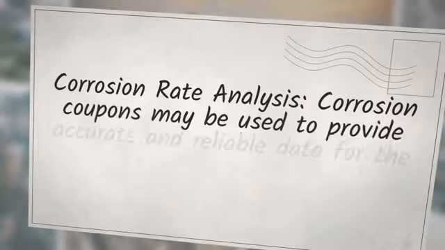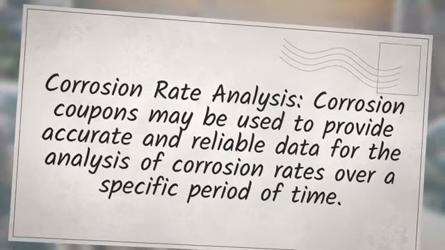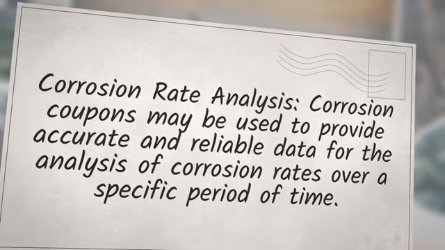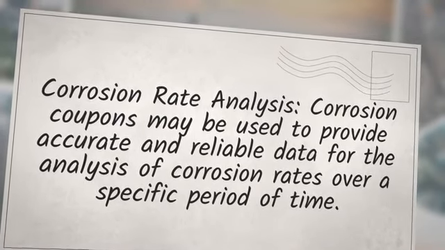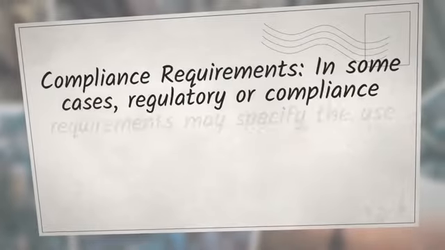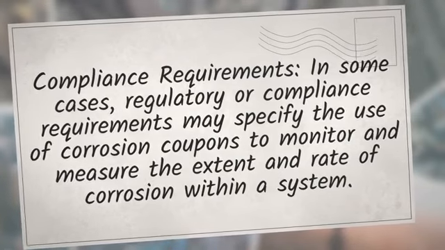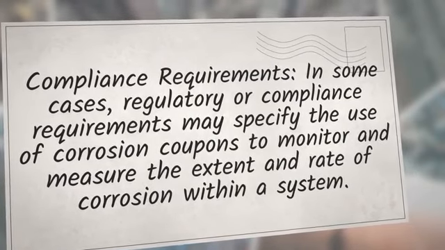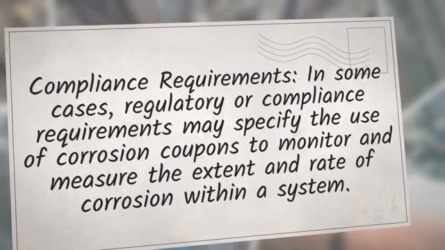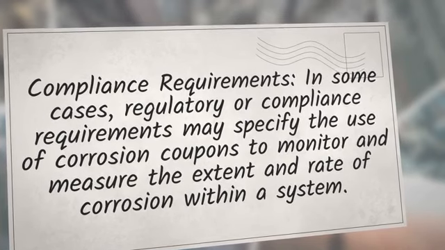Corrosion rate analysis. Corrosion coupons may be used to provide accurate and reliable data for the analysis of corrosion rates over a specific period of time. Compliance requirements. In some cases, regulatory or compliance requirements may specify the use of corrosion coupons to monitor and measure the extent and rate of corrosion within a system.